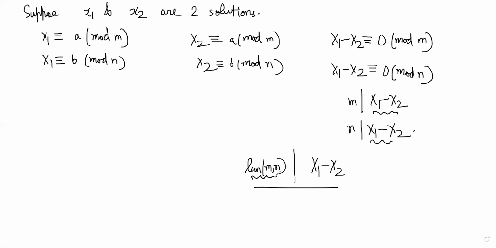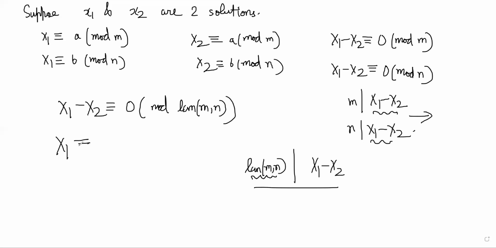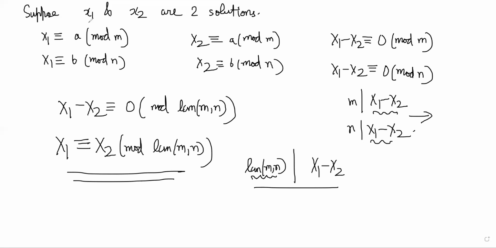Because LCM is the lowest common multiple. This is some multiple, right? So LCM will divide any other multiple, right? So that means x1 minus x2 is congruent to 0 mod LCM of M and N. So x1 is congruent to x2 mod LCM of M and N. So that means the solutions are unique mod this. And in the special case where GCD of M and N is 1, this is the Chinese remainder theorem.